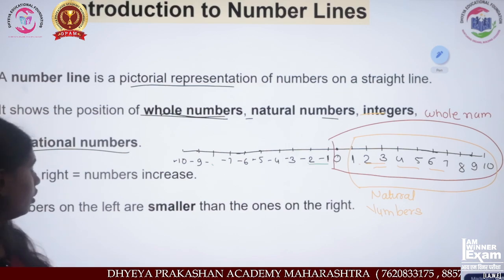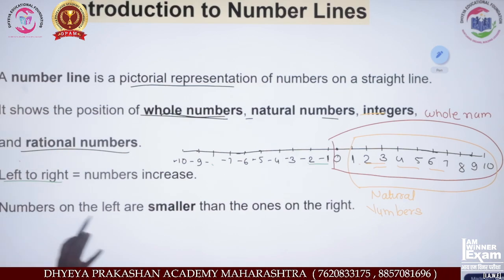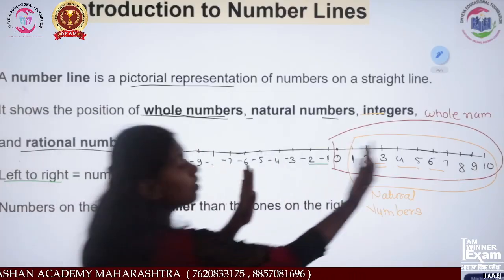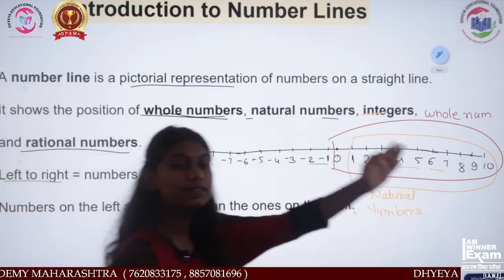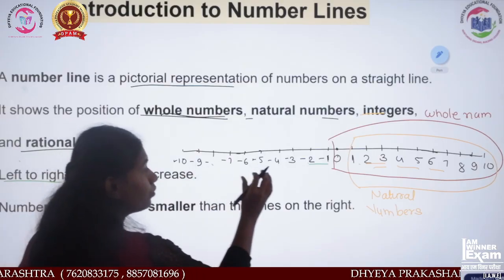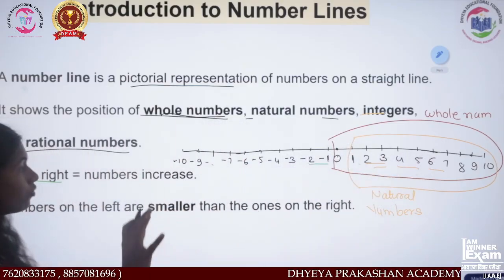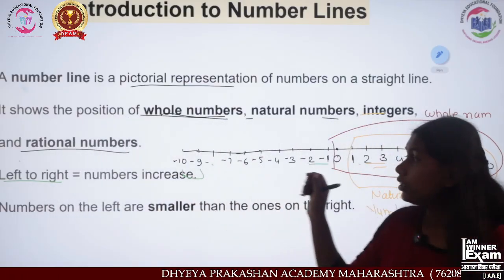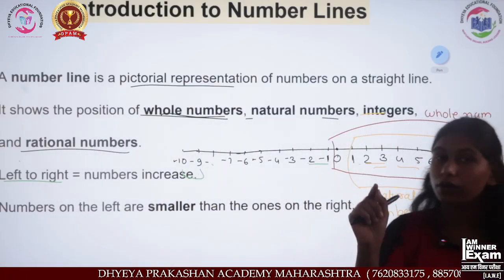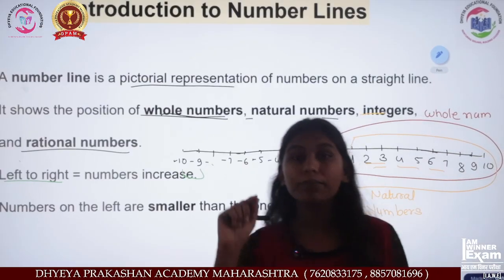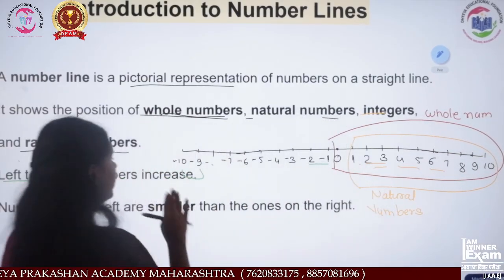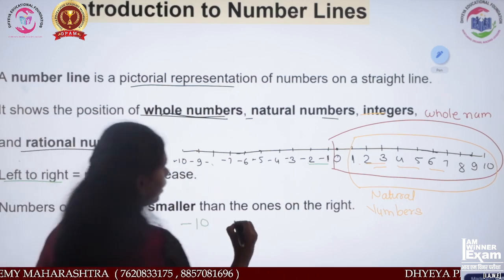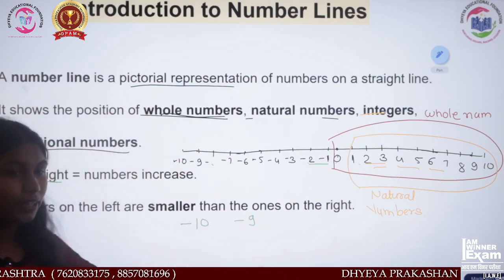If you look here, left to right. What does left to right mean? This is the left side and this is the right side. From left to right, the number increases. Now if you take 10 and 9, in terms of negatives, the smaller number is bigger. Here this is minus 10 and minus 9.